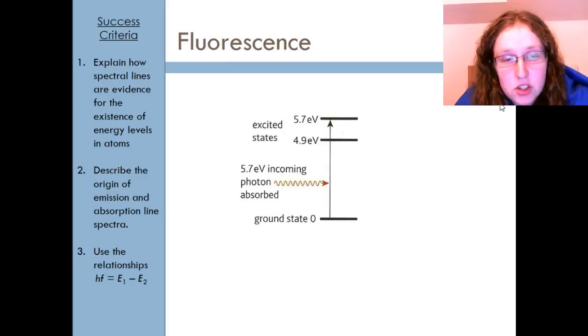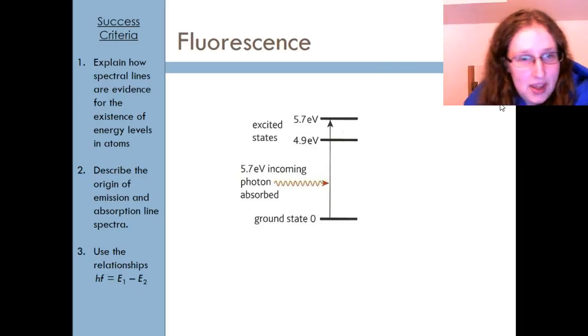So, let's look at some examples of fluorescence. So this is how things can give out light. So I could have here, this is my atom, I've got a ground state, then I've got these two excited states, which are 4.9 electron volts above the ground state, or 5.7 electron volts above the ground state.